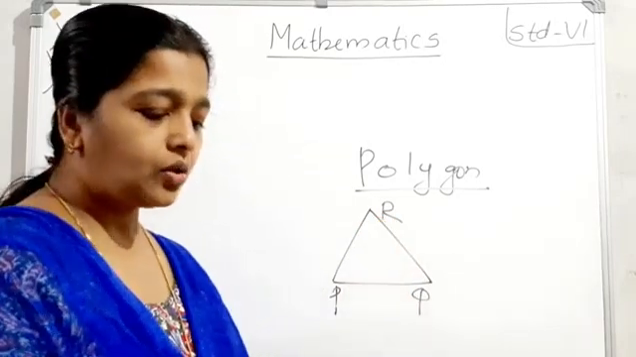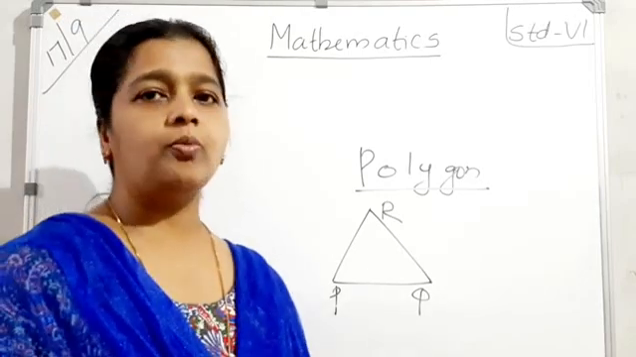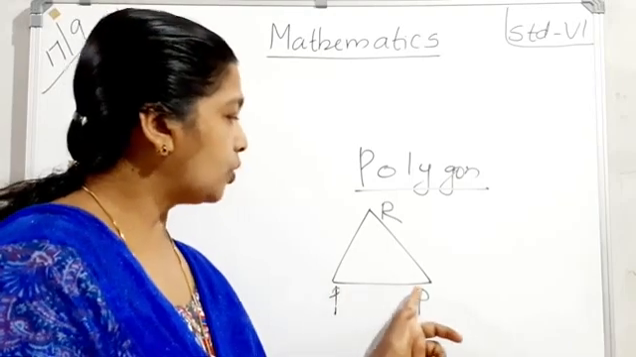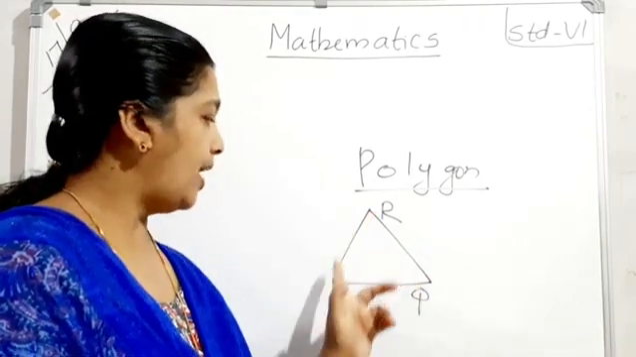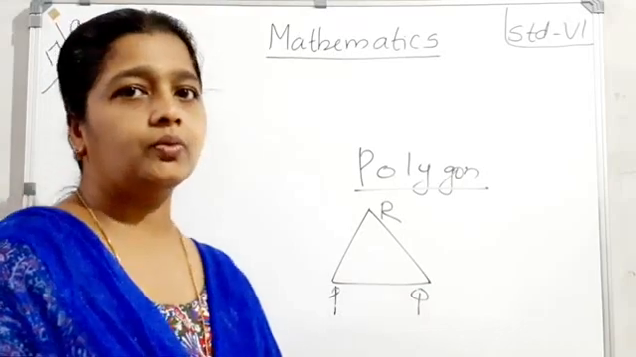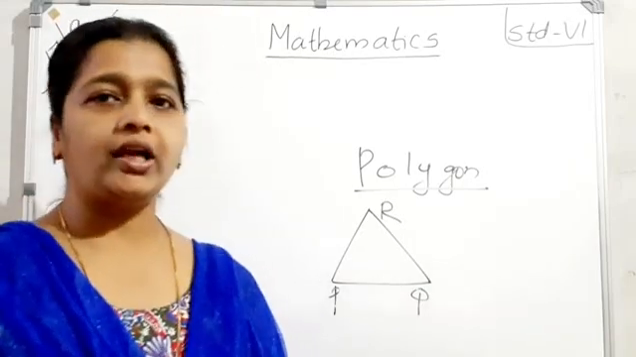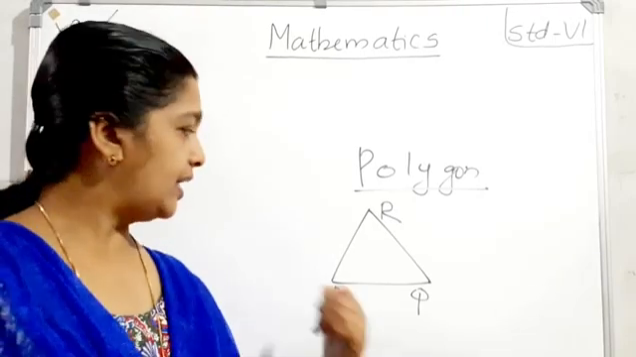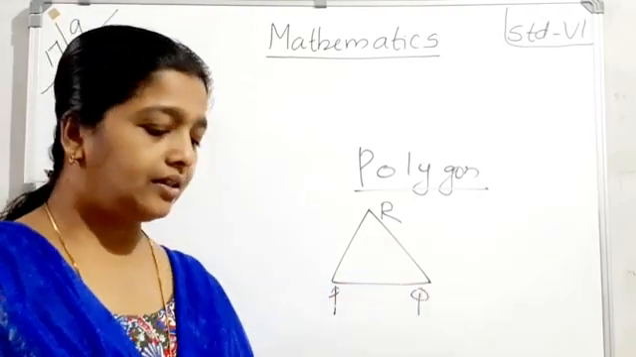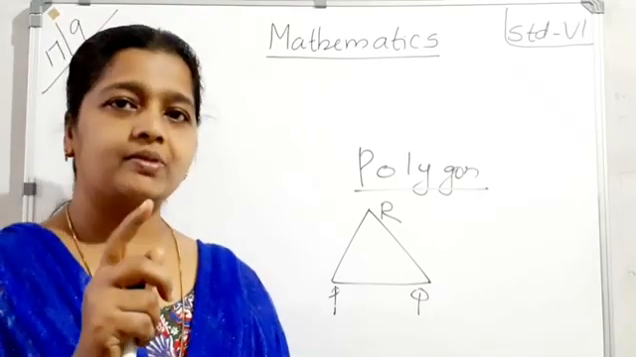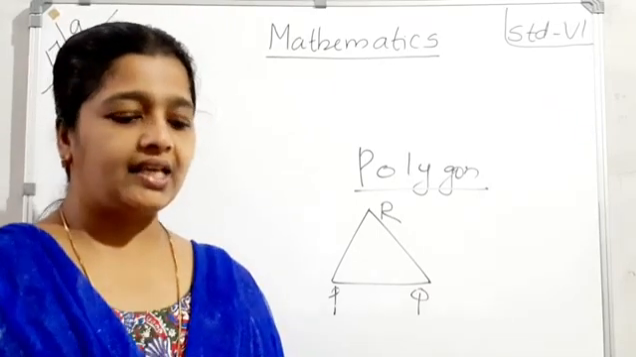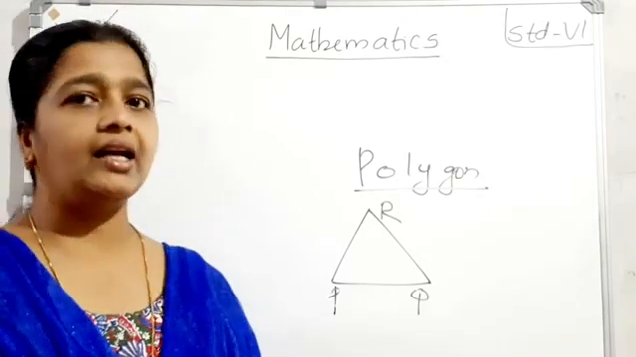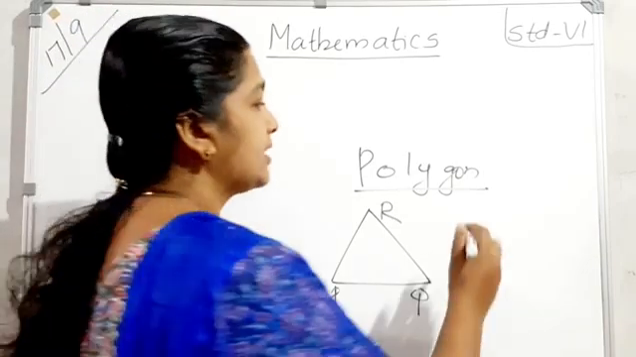Understand? Yes. Any two sides with a common endpoint are called adjacent sides. Say the adjacent sides: PQ, QR; QR, RP; RP, PQ. Understand? Next, the meeting point of a pair of sides is called a vertex, like P, Q, R. Next, the endpoints of the sides are called vertices, that is the plural form. Next, the join of any two non-adjacent vertices is called a diagonal. Here notice, that is the next term.